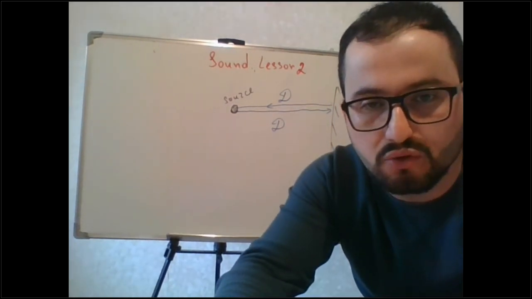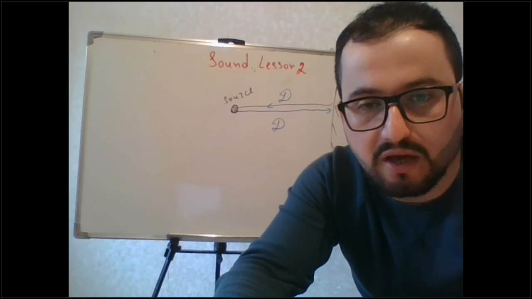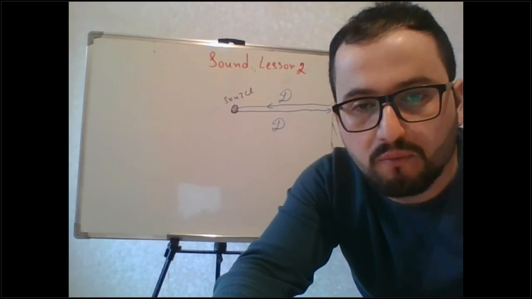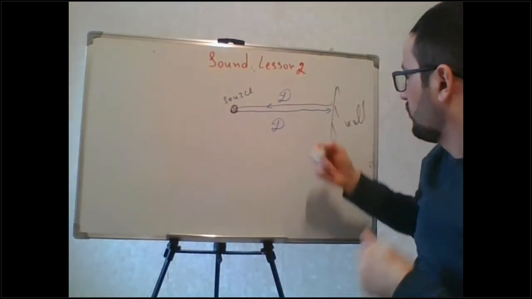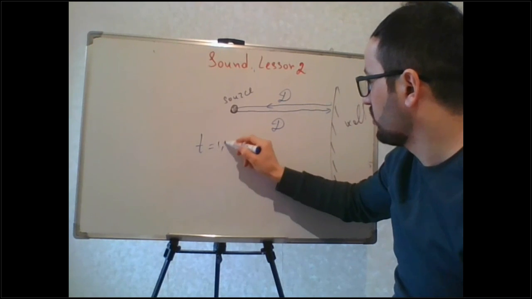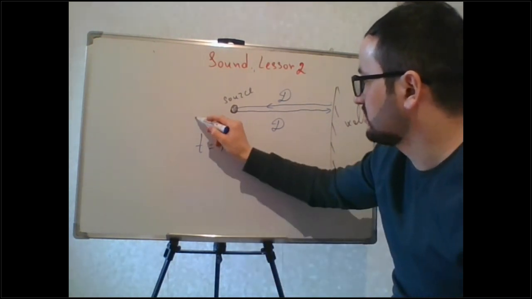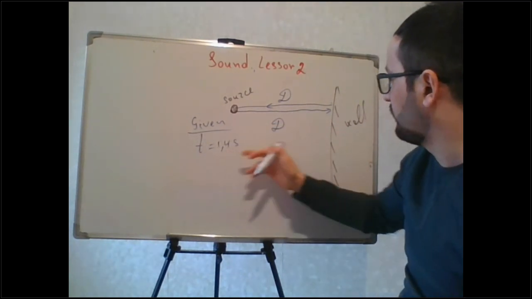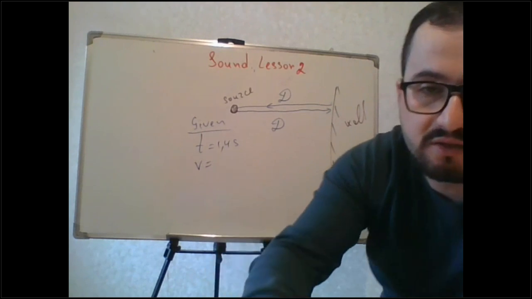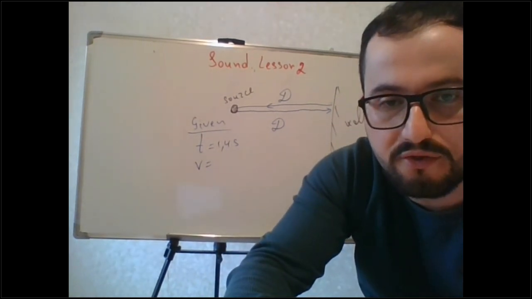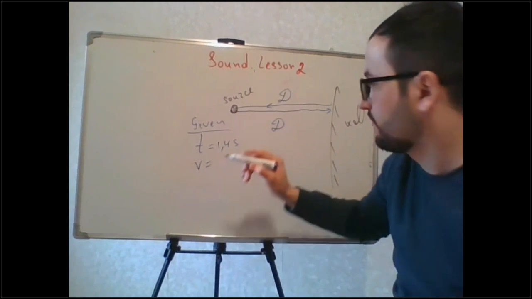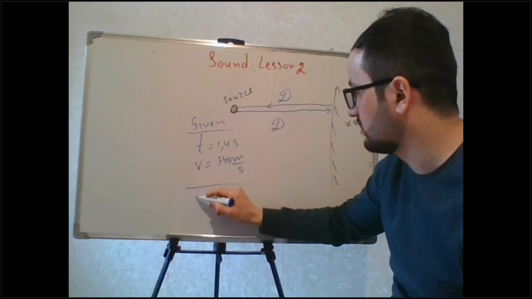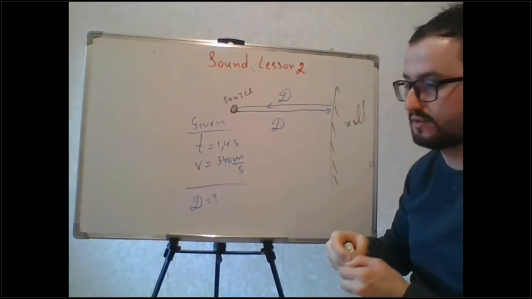The child hears the echo after 1.4 second. So time equals 1.4 second, this is the given part. And the speed of sound in air, they took as 340 meter per second. So we need to calculate D. D is distance.